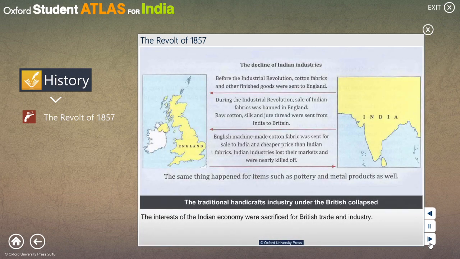The interests of the Indian economy were sacrificed for British trade and industry. The traditional handicrafts industry collapsed. Nothing was done by the government to develop modern Indian industries. The annexation of states led to large-scale unemployment and economic distress.